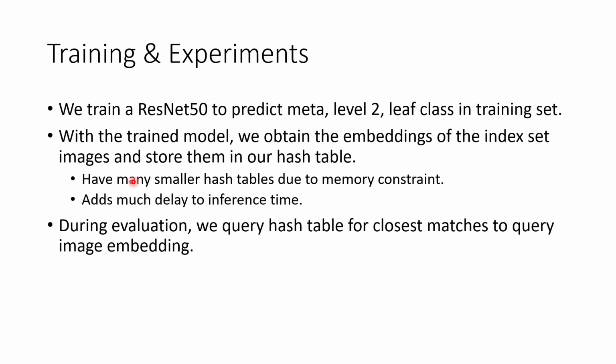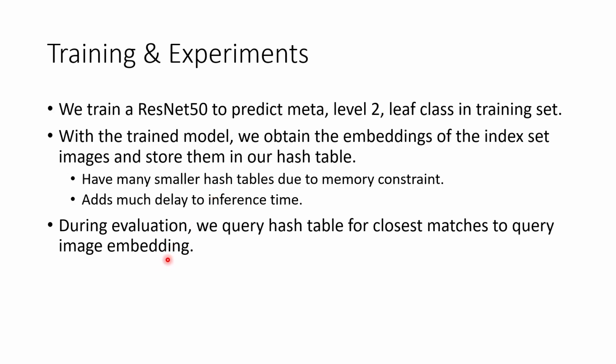And because we have more than 1 million images, having a single hash table store all of them would be too computationally expensive. So we split a single hash table into multiple smaller ones. We keep multiple smaller hash tables. This helps us conserve memory, but it adds a lot of delay to inference. Getting one submission file took us 2 days of just running the program.